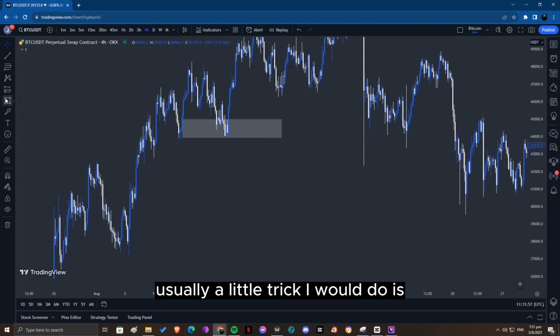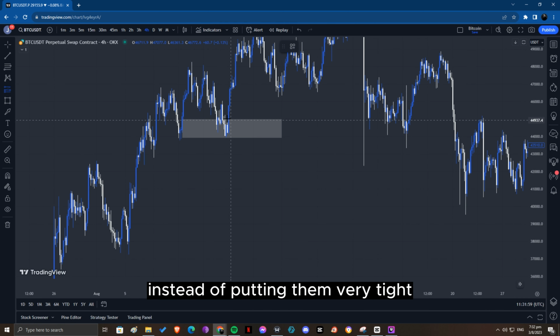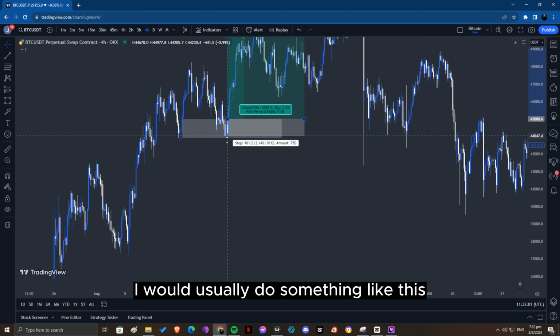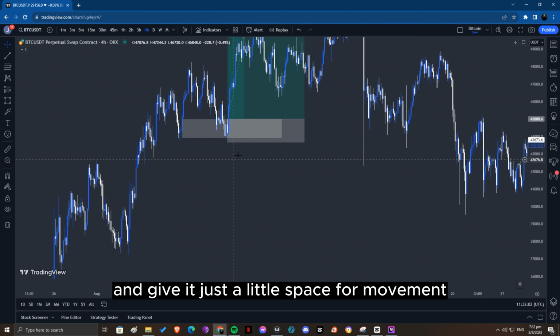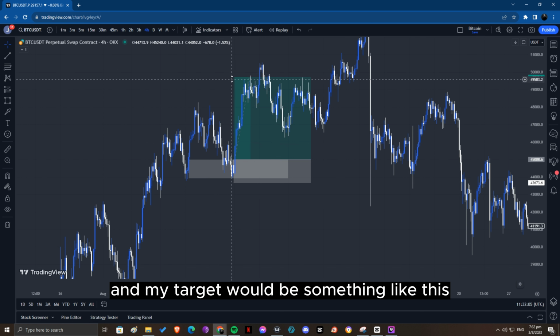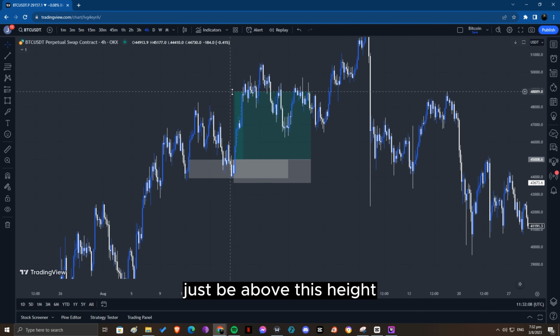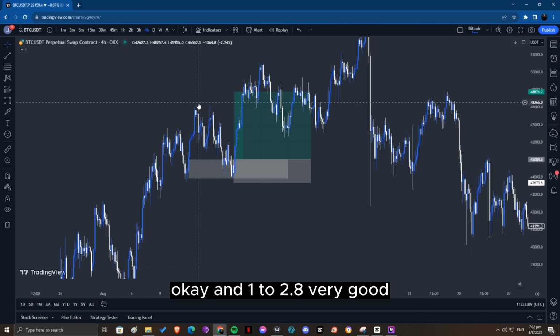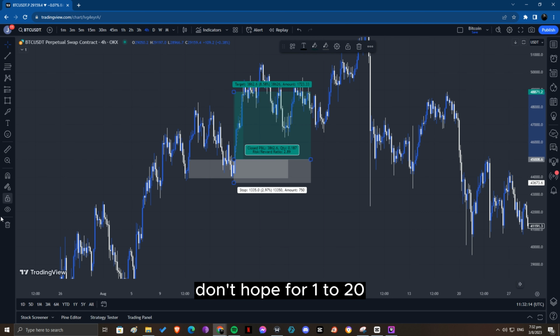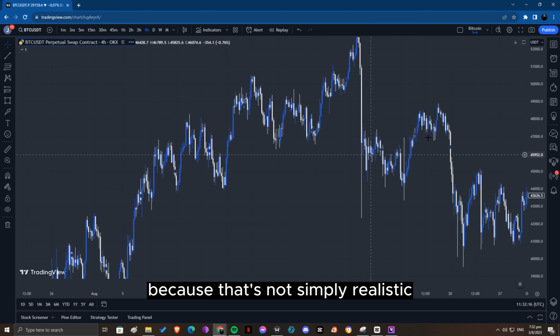Usually a little trick I would do is, instead of putting them very tight, I would do something like this and give it just a little space for movement. Okay? And my target would be something like this, just above this high. Okay, and 1 to 2.8, very good. It's not a bad trade. Don't be greedy. Don't hope for 1 to 20 because that's simply not realistic.